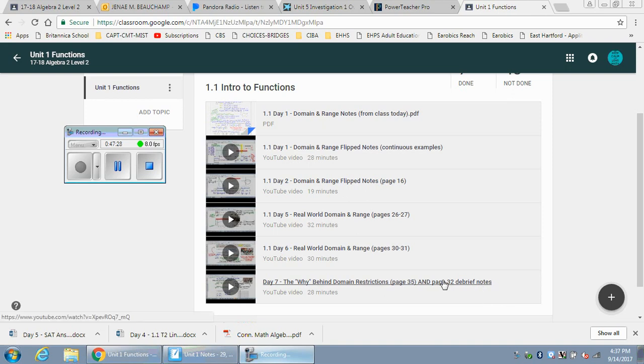But in the day 7, the why behind domain restrictions, page 35, and page 32 debrief notes, the page 32 example is the example of you weren't given a restriction, so you have to think about what does the real world say about what you're doing. I'm pretty sure it was the jogger question in our workbook.